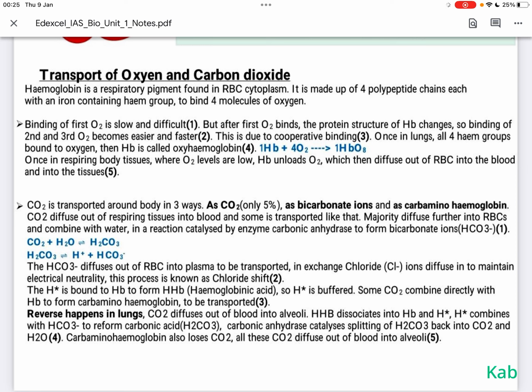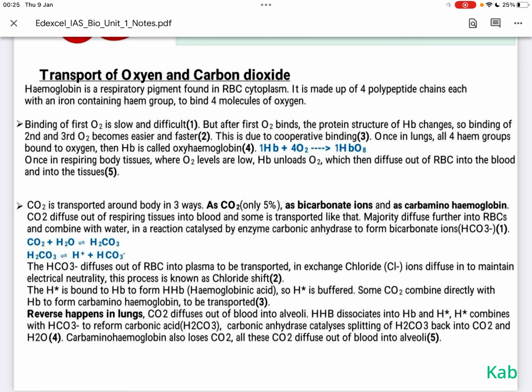Once in lungs, all four hemoglobin groups bind to oxygen. Then hemoglobin is called oxyhemoglobin. 1 Hb plus 4O2 is equal to 1 HbO8. Once in respiring body tissues where O2 levels are low, Hb unloads oxygen, which then diffuses out of RBC into the blood and into tissues.